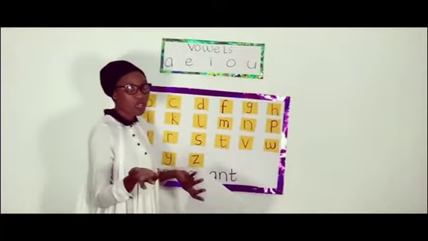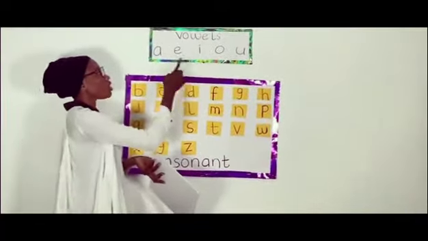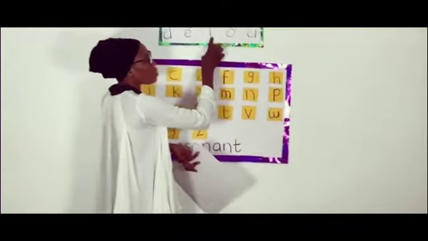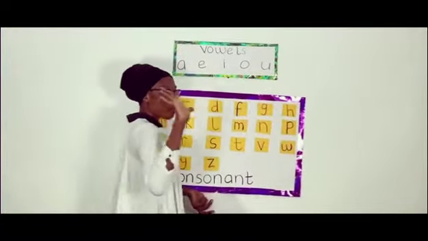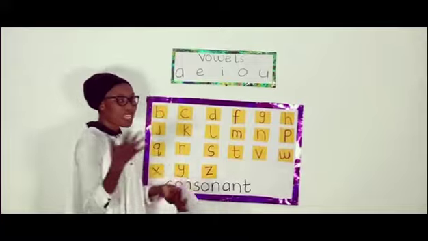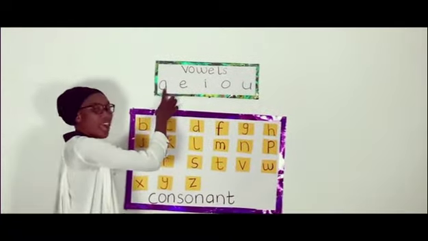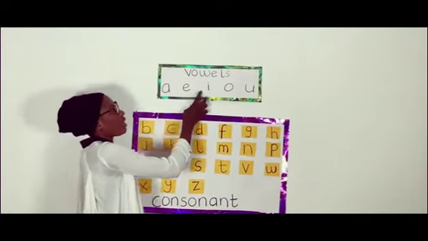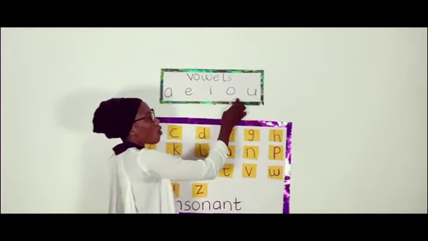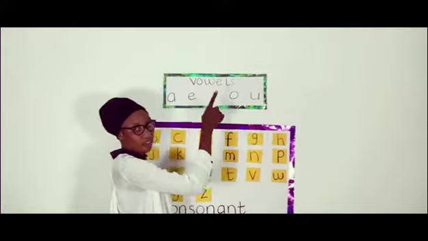How many vowels do you have? You can count with the child. 1, 2, 3, 4, 5. We have 5 vowels. And then what are the 5 vowels? You are going to tell your child a, e, i, o, u are the vowels.